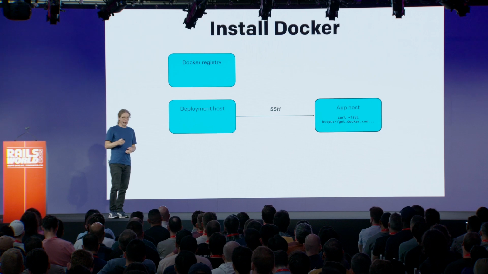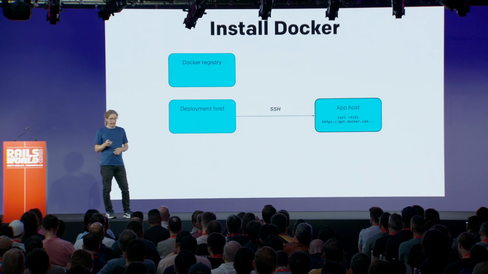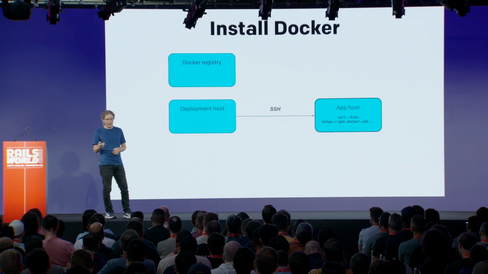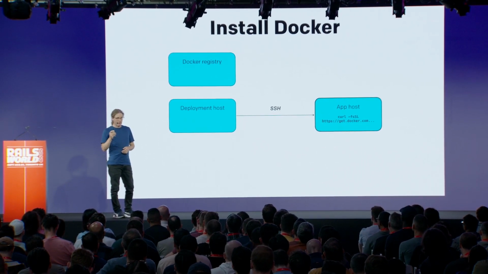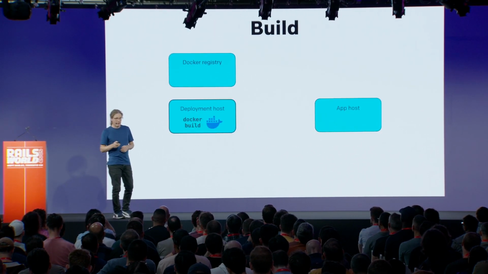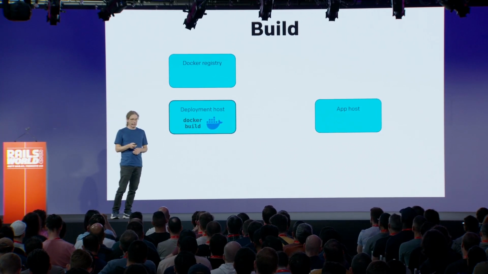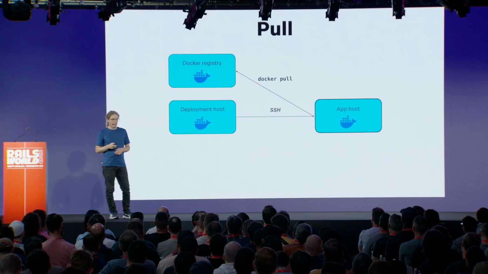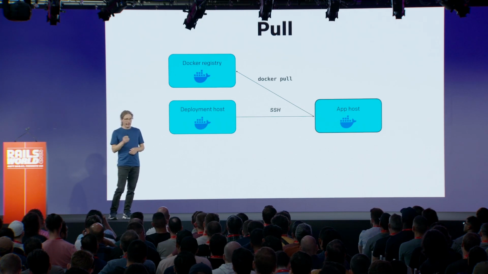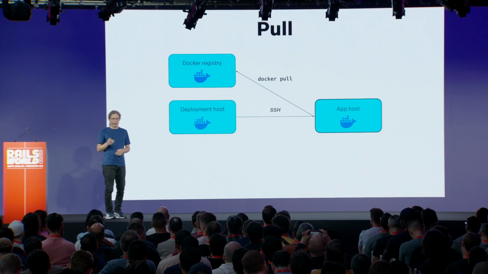Okay, so when we run Kamal setup, the first thing it's going to do is check on the application host as to whether Docker's installed. If it's not, it'll try and install it. If it can't, well, you'll have to sort that out yourself manually. But otherwise, we'll get Docker installed on there, and then we'll do a Docker build on our deployment host. And that's going to build our application image on our host. And we'll push it, so do a Docker push. And then we will SSH over to our application host and do a Docker pull. So now we have our container sitting on our application host.